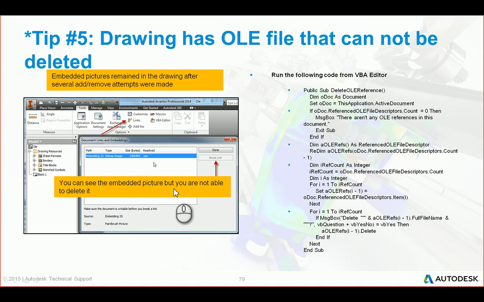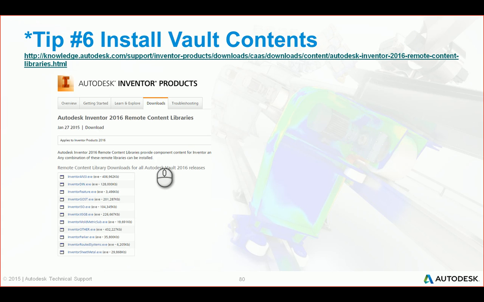And there are a number of older files that have OLE links that are embedded. You can't break the link, can't get rid of them. Here's some VBA code that you can copy out, drop it in the VB editor, run it, and it will allow you to remove those links.